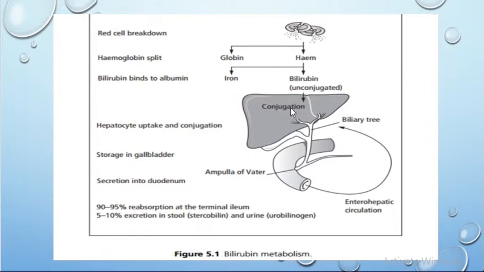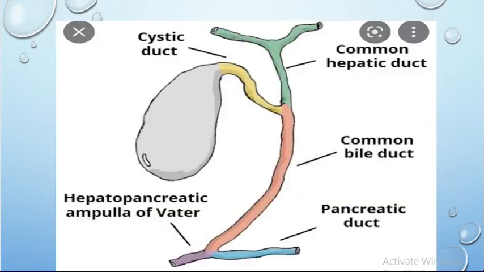So unconjugated and conjugated are both raised, because what is the problem? The problem is that the liver cells are inflamed and will not take up enough unconjugated bilirubin. But in post hepatic jaundice, unconjugated and conjugated are both raised, because the problem is not in the liver, the problem is in the drainage system.